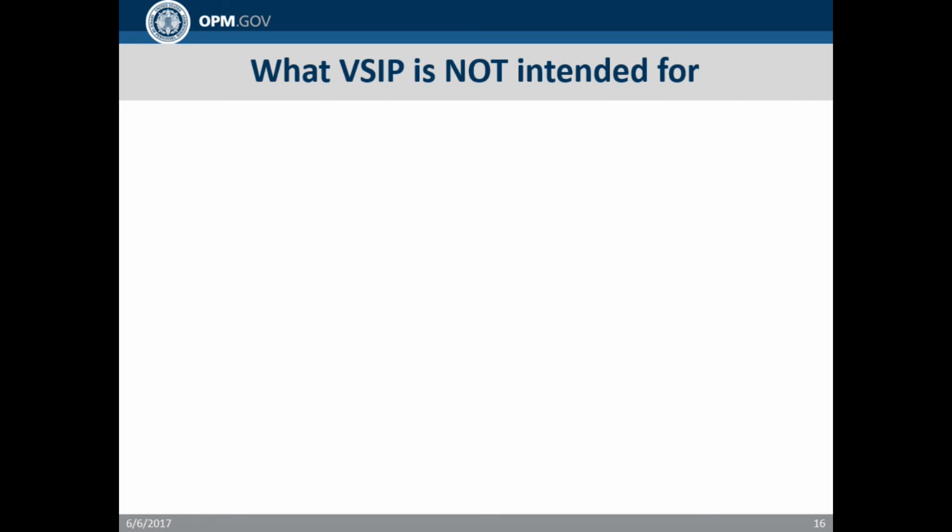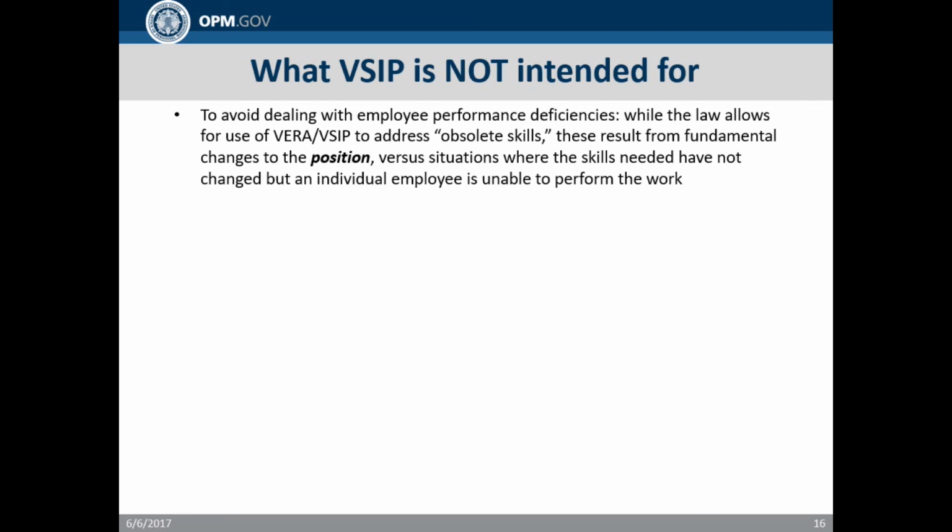What VSIP is not intended for. And this is a common question that agencies have. What do I do to not get myself in trouble, so to speak, or to make sure that I'm within the intent of the use of VSIP? An obvious one is to avoid dealing with employee performance deficiencies. So I just mentioned that while the law allows for the use of VERA VSIP to address what we call obsolete skills, these result from fundamental changes to the position versus situations where the skills needed have not changed, but an individual employee is unable to perform the work satisfactorily.